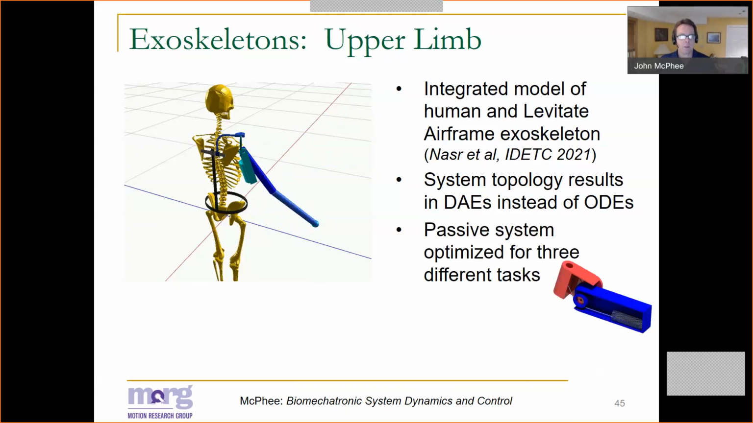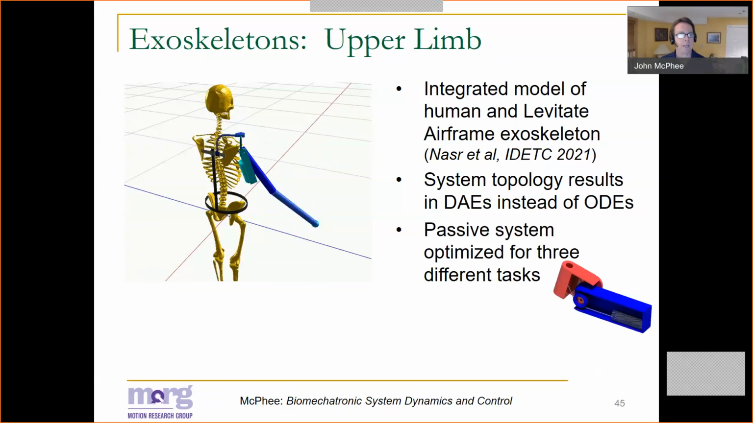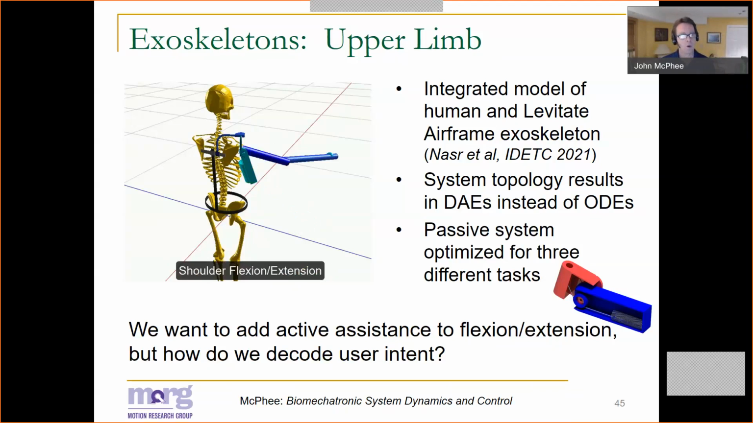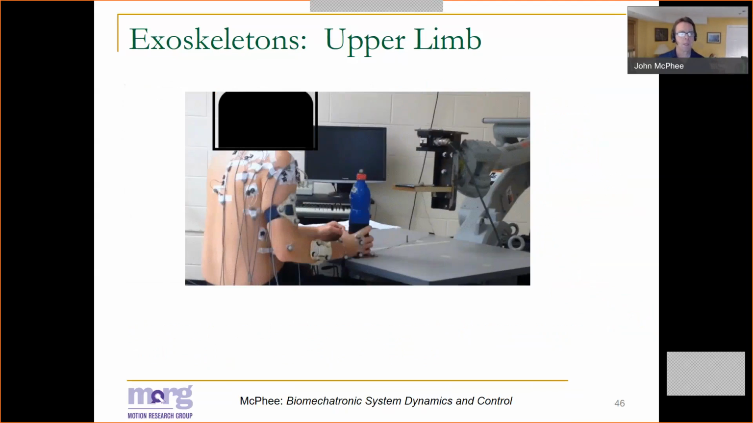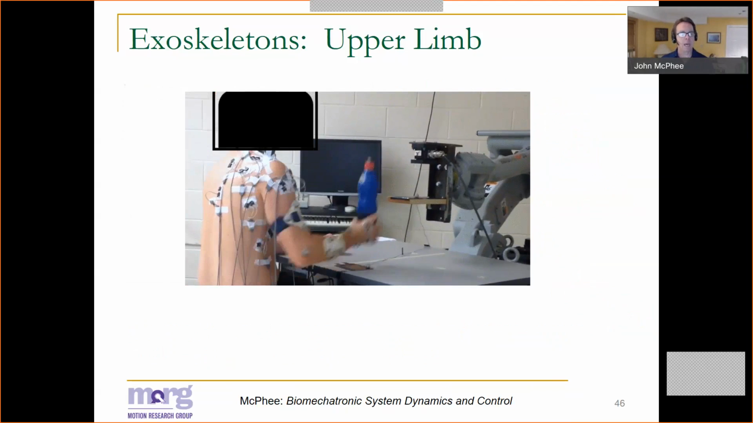We've used this model in order to optimize a purely passive system for 3 different tasks, and this has been presented by Ali Nasser. And now we're ready to add assistance to this exoskeleton. But how do we know what the user wants to do? How do we know that the user wants to lift something or lower something? And so one good measure for human intent are EMG signals, because EMG signals fire before the actual movement.